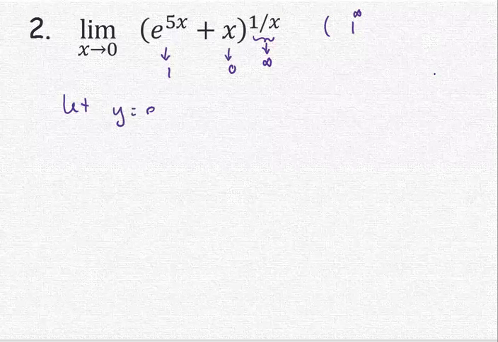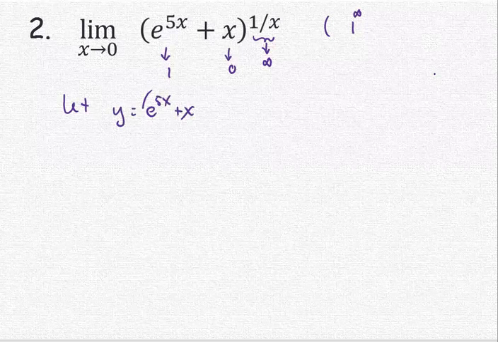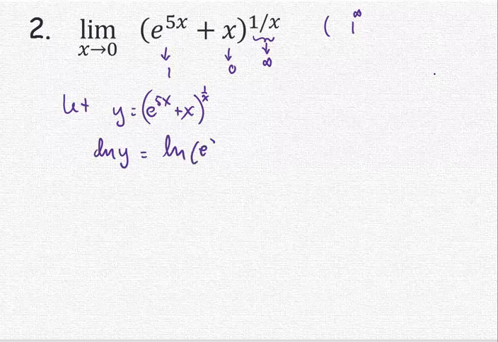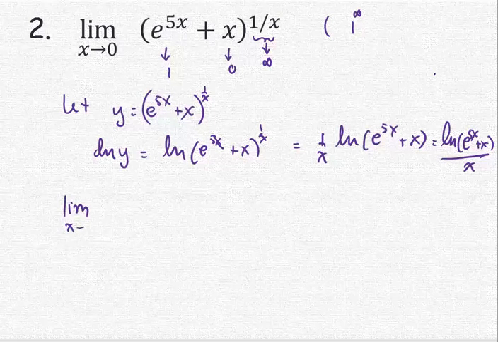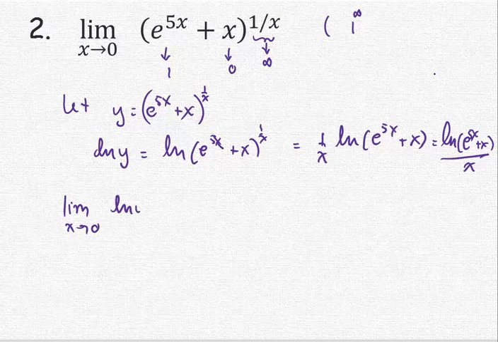Let y be e to the power 5x plus x, all raised to the power 1 over x. Take the natural log of both sides. To get 1 over x times the natural log of e to the power 5x plus x, or we write it as a quotient, the natural log of e to the power 5x plus x divided by x. And then take the limit as x approaches 0 of both sides of the equation.